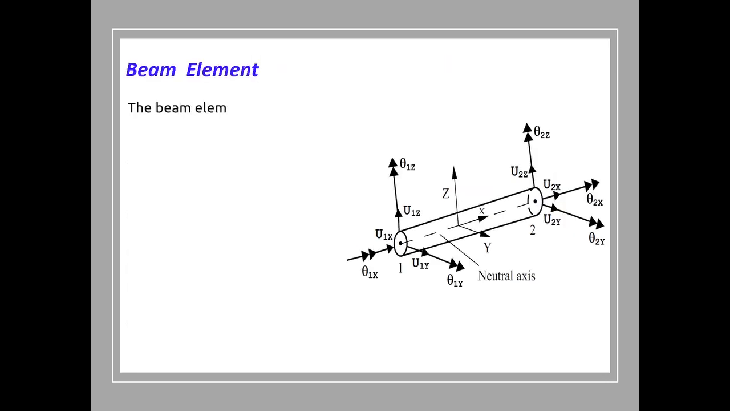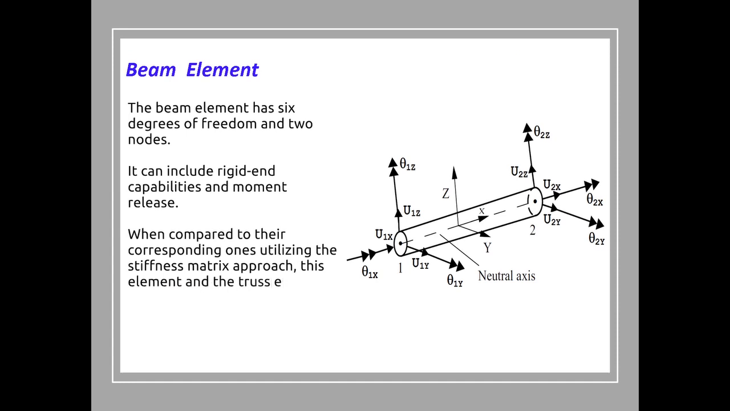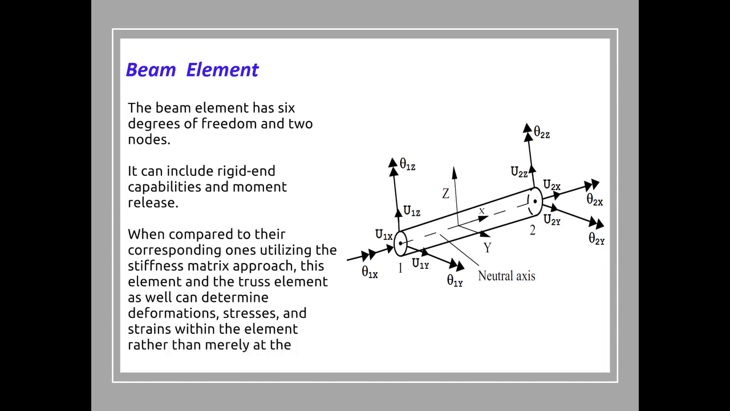The beam element is next. It has 6 degrees of freedom and 2 nodes. Rigid end and moment release capabilities are also included. When compared to their corresponding ones utilizing the stiffness matrix approach, this element, and the truss element as well, determine deformations, stresses, and strains within the element rather than merely at the nodes.